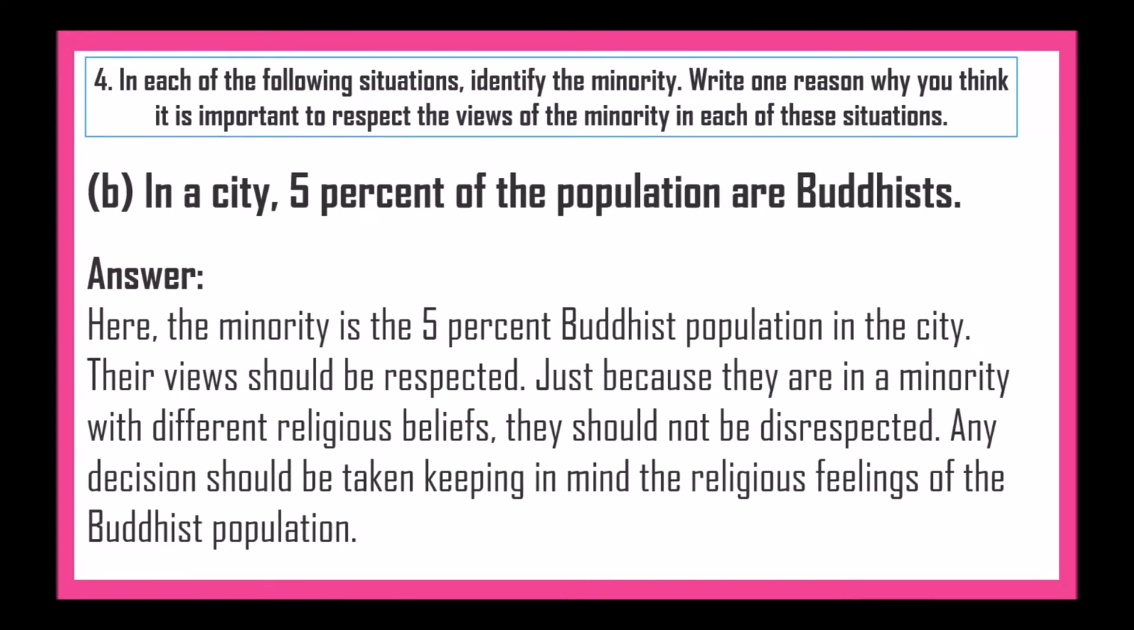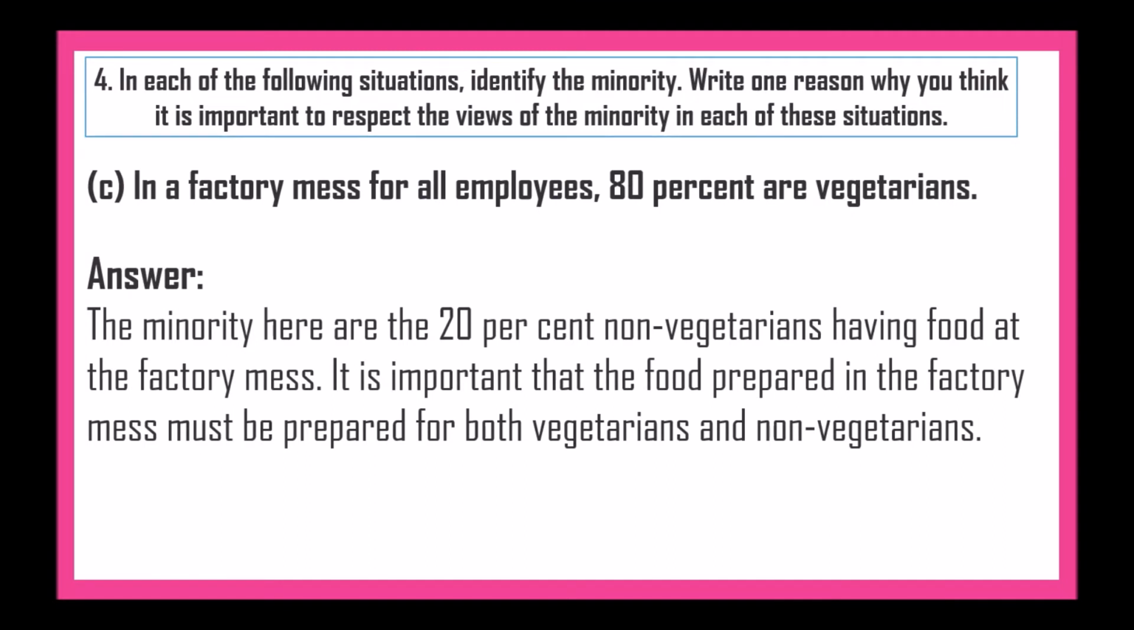In a city, 5% of the population are Buddhist. Here the minority is the 5% Buddhist population in the city. Their views should be respected. Just because they are in the minority with different religious beliefs, they should not be disrespected. Any decision should be taken keeping in mind the religious feelings of the Buddhist population. Next, in a factory mess for all employees, 80% are vegetarians. The minority here are the 20% non-vegetarians having food at the factory mess. It is important that the food prepared in the factory mess must be prepared for both vegetarians and non-vegetarians.